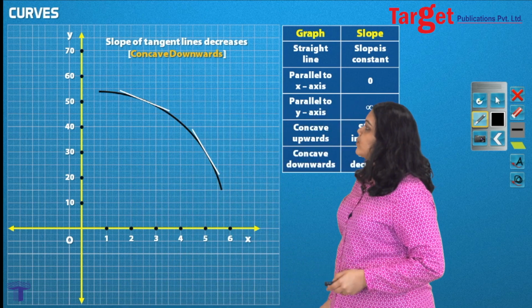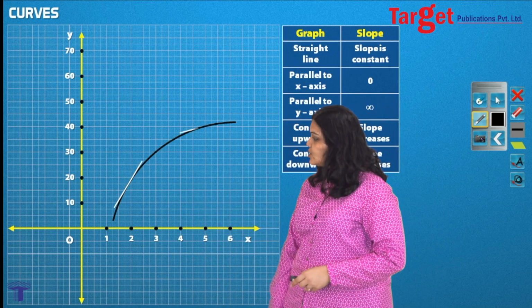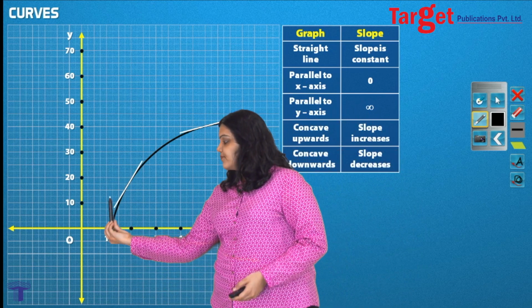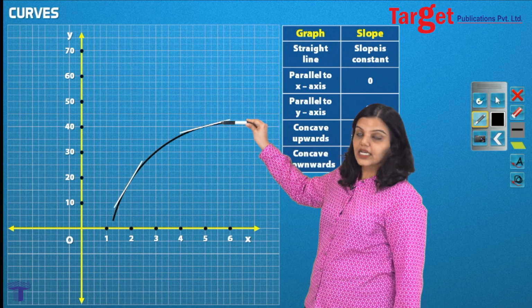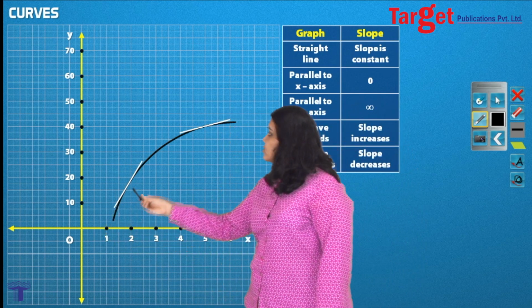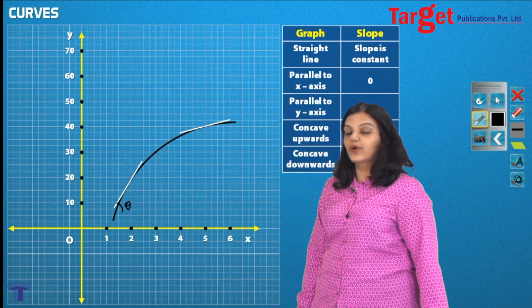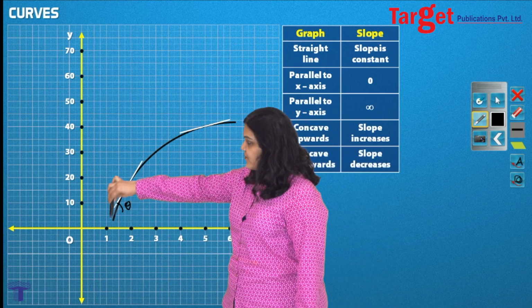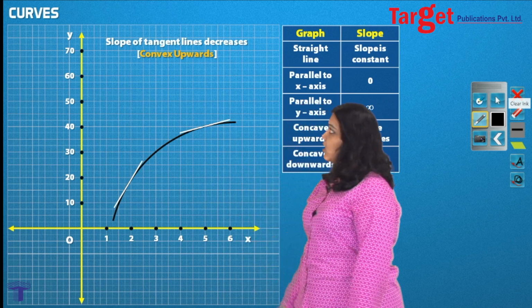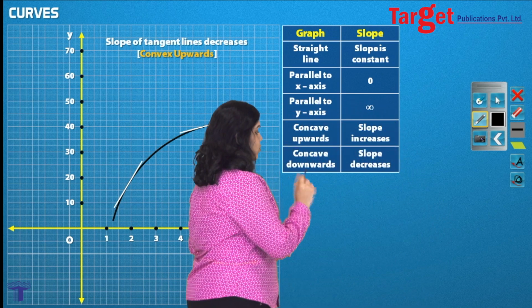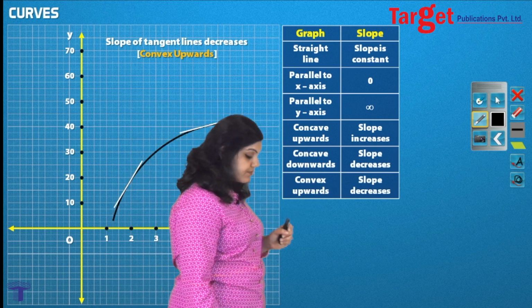Now let's see another type of graph. In this type of graph, what will happen? Let's draw some tangent lines. Again, as you can see, the slope is going from a vertical line to a horizontal line. That means it's going from infinity to 0, and these are making acute angles, so it's positive. So I don't have to worry about the sign. Basically, it's going from infinity to 0, which means that the slope is decreasing. So every time you have a convex upwards graph, what will happen? Your slope decreases from 0 towards the right.